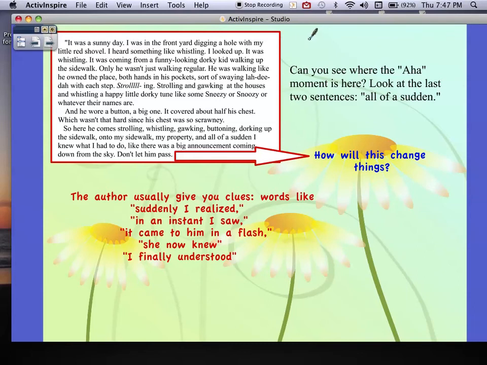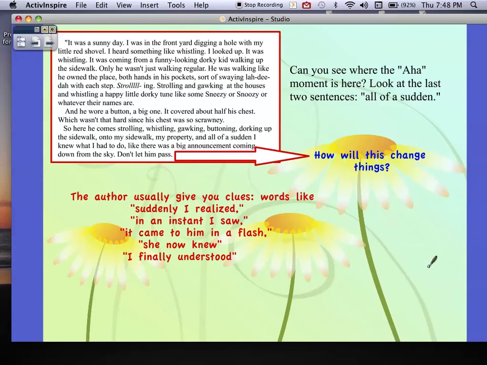Only he wasn't just walking regular. He was walking like he owned the place. Both hands in his pockets, sort of swaying la-dee-da with each step, strolling and gawking at the houses and whistling a happy little dorky tune like some Sneezy or Snoozy or whatever their names are. And he wore a button, a big one. It covered about half his chest, which wasn't that hard since his chest was so scrawny. So here he comes, strolling, whistling, gawking, buttoning, dorking up the sidewalk, onto my sidewalk, my property.